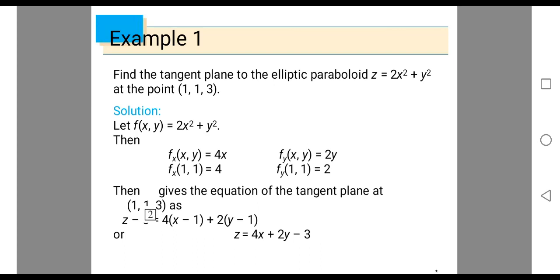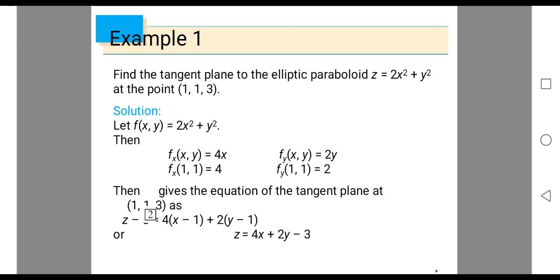What did we do? First of all, we had to find our value of z. In this case we have the value of z, but sometimes we don't have the value of z, so what do we do? We just find out the value of z. After that we simplify our fx, fy, and then plug in all the values in this particular equation, and then boom, we got the answer. So this is how tangent planes work.